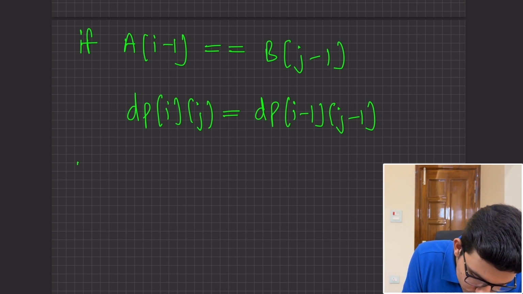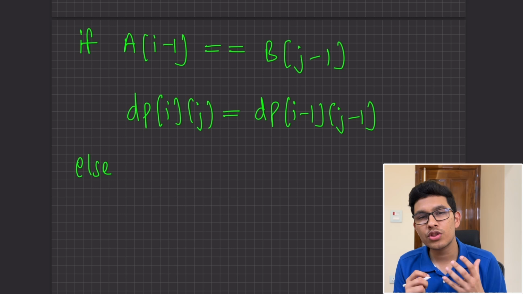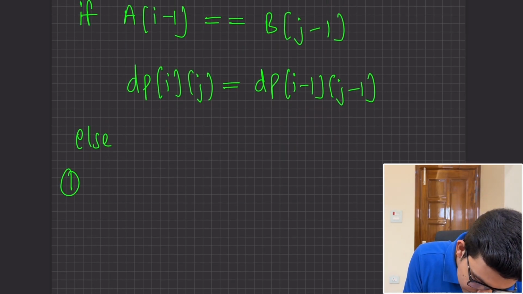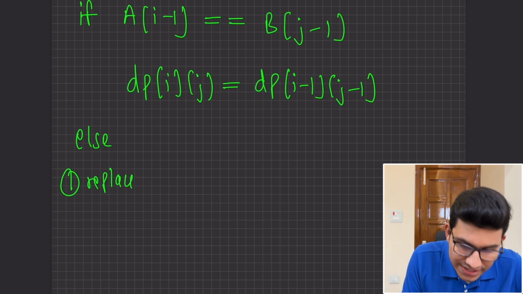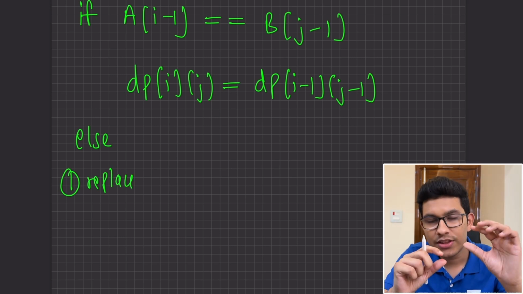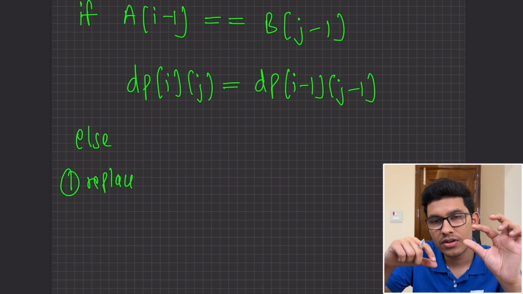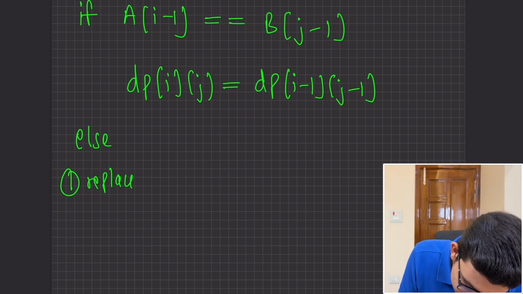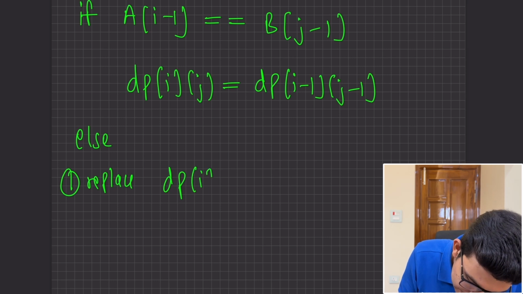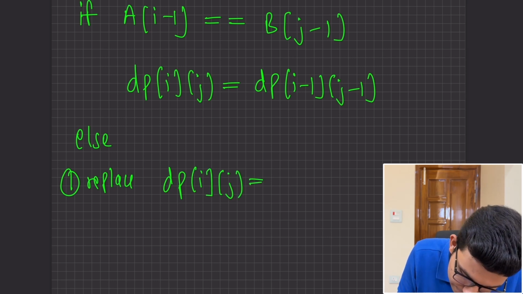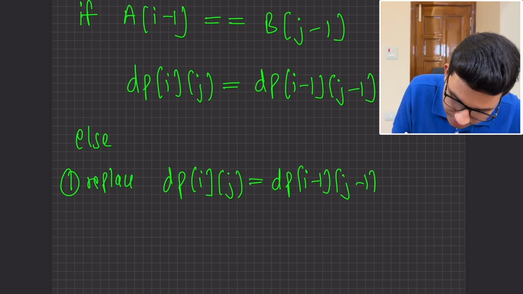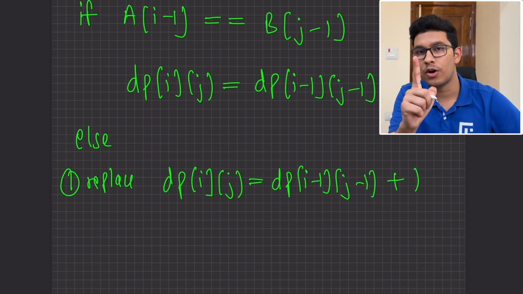But what happens if they're both not equal? If they're both not equal, we are saying that there are three possibilities. First is the case where you replace. If you replace both, the length of the first string reduces by 1 and the length of the second string reduces by 1, but you have used one operation. So can I say in this case you have dp of i j being equal to dp of i minus 1, j minus 1 plus 1. Why am I writing plus 1? Because you've used one operation.